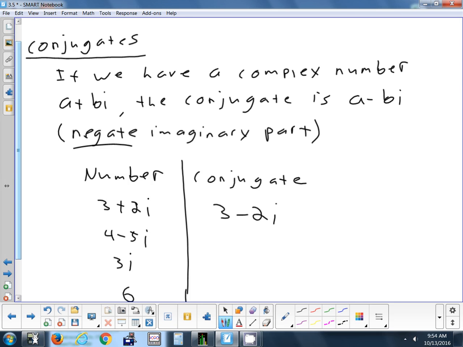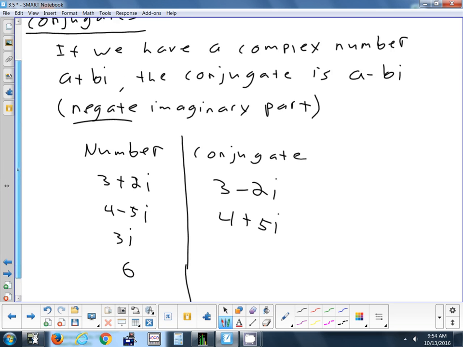How about the conjugate of 4 minus 5i? What would be the conjugate of 4 minus 5i? 4 plus 5i. Very good. Okay, how about the conjugate of 3i? -3i. And how about the conjugate of 6? 0?